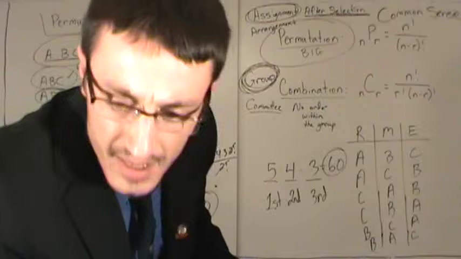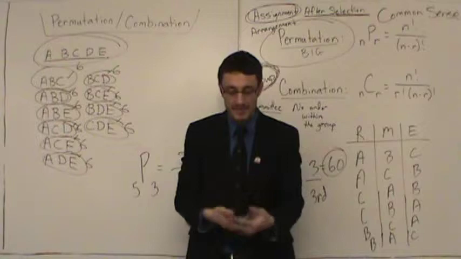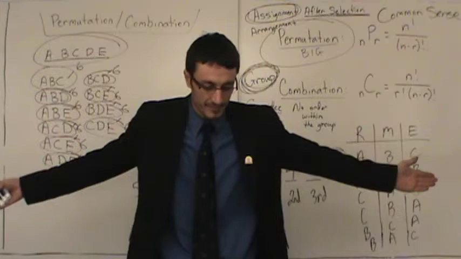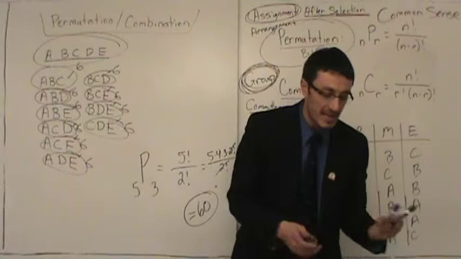Now, let's assume all 3 of these are black markers. All 3 of these markers are brand new black markers. So I have 3 people standing here. And I say, person A, you get a black marker. Person B, you get a black marker. And person C, you get a black marker. So each person gets a black marker.